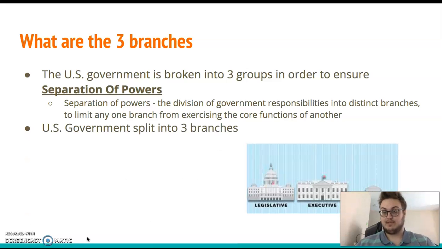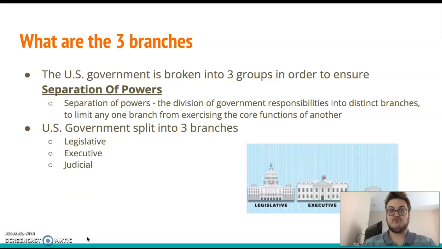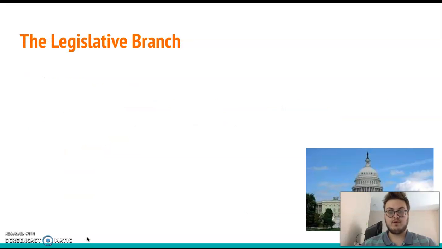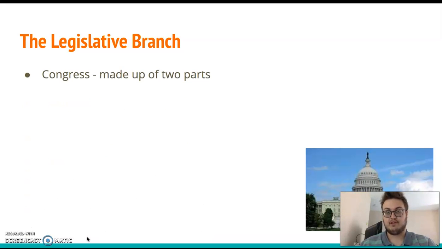The US government is split up into three branches. Those branches are the legislative, the executive, and the judicial branch. So we're going to start here by looking at the legislative branch. The main portion of the legislative branch is Congress, which is made up of two houses. Those are the House of Representatives and the Senate.